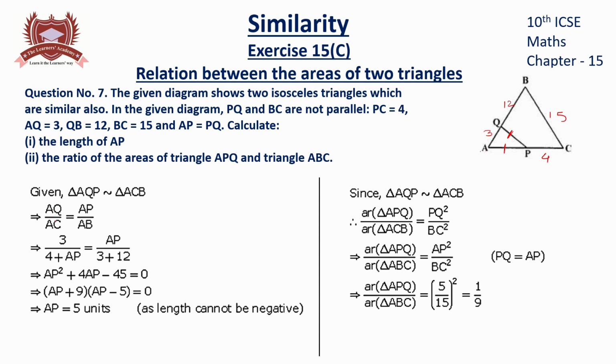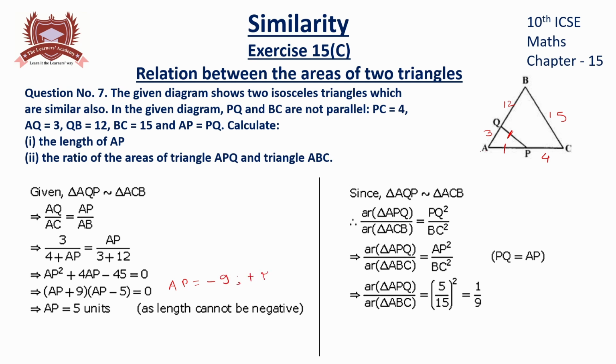giving me AQ upon AC is equal to AP upon AB. सारे के वैल्यूज डाल दिए. AQ की वैल्यू है 3, AC की वैल्यू है 4 + AP. So 3 upon 4 + AP is equal to AP upon 3 + 12. So that is cross multiply किया तो we get AP square plus 4AP minus 45 is equal to 0, और AP plus 9 multiplied by AP minus 5 is equal to 0, giving me AP is equal to, अभी दो वैल्यूज आ जाएंगे, AP is equal to -9 and +5.